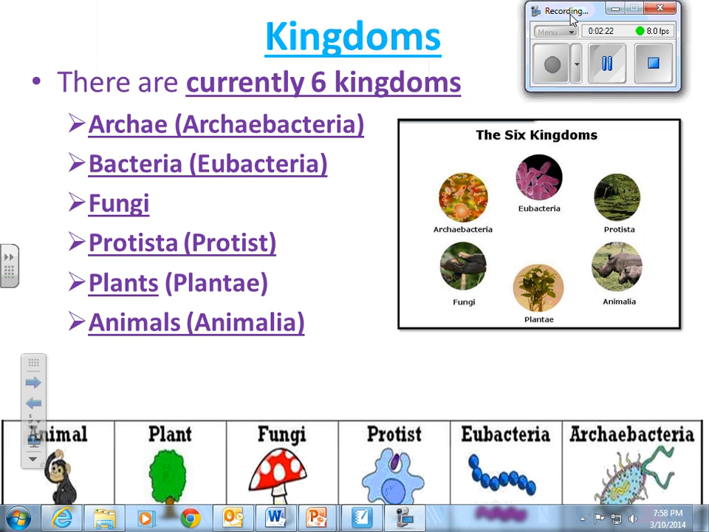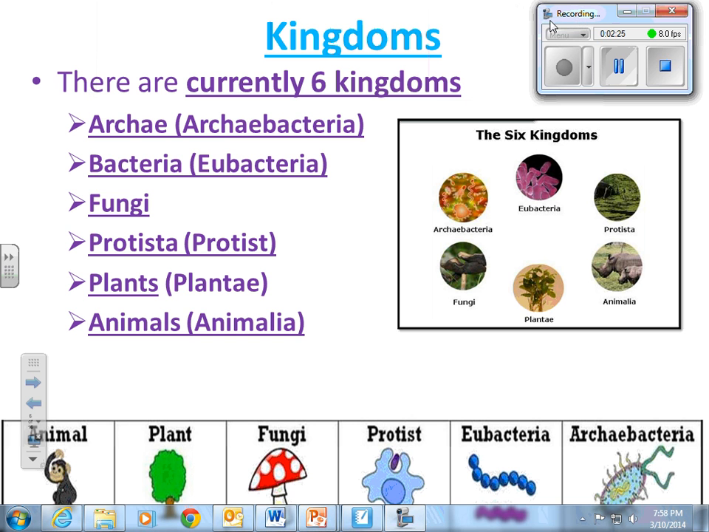When we go down to kingdoms, there are 6 currently recognized kingdoms. Archaea and bacteria, yes, they were also domains. They're also kingdoms. The other kingdoms are fungi, protista or protist, plants, sometimes called plantae, and animals, sometimes called animalia.